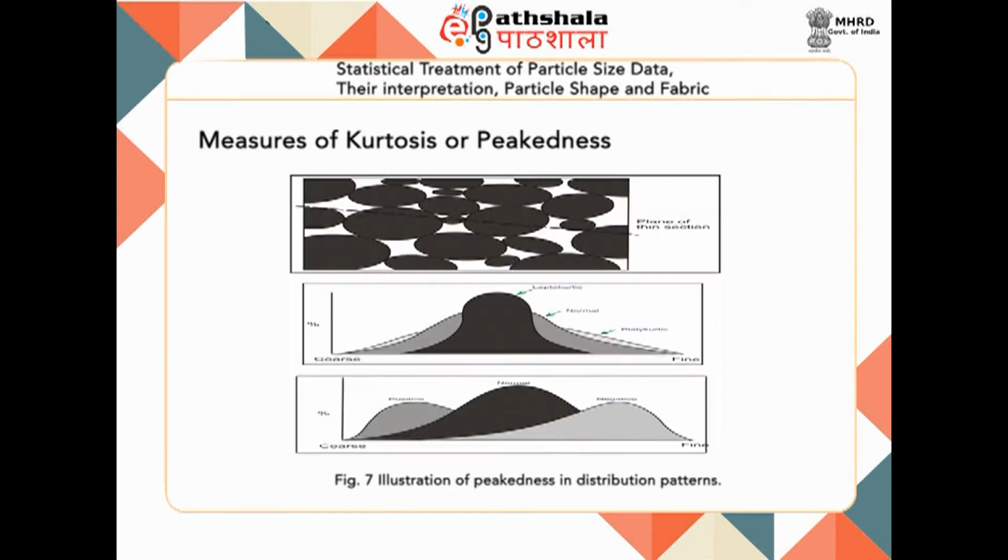Now, figure 7 illustrates what is called peakedness in the distribution pattern, and you can see sometimes the central portion is highly peaked or sometimes the sidewise portion is highly peaked. Now, what is the grain size distribution after measuring all these statistical parameters?